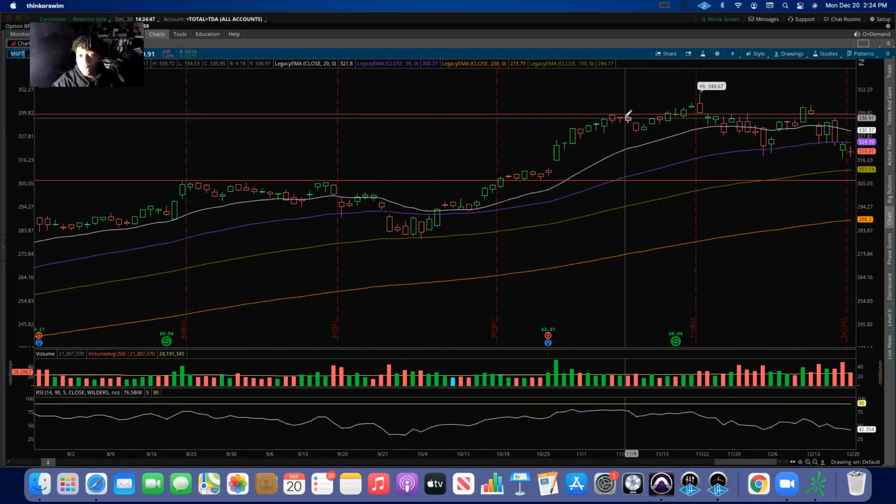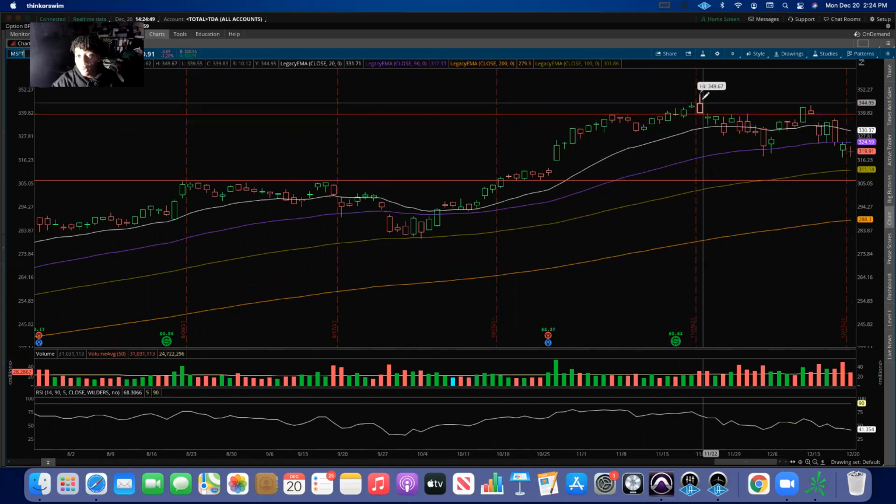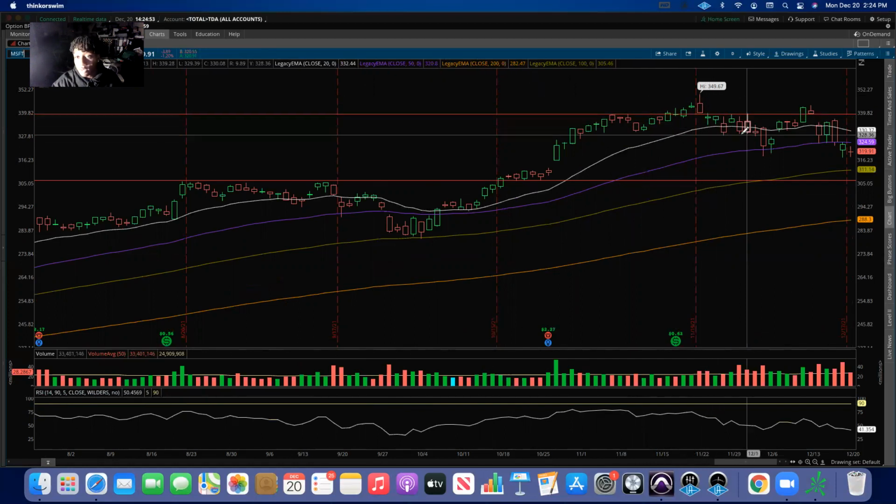It hit resistance here once, twice, broke it for a little bit, but then came down, tried to go up again here, hit resistance, came real close to it, broke it for a little bit and came back down.